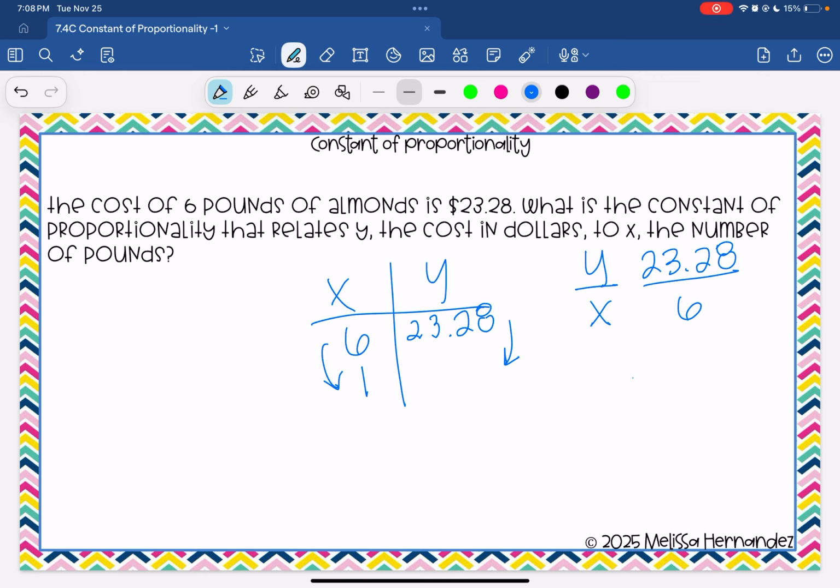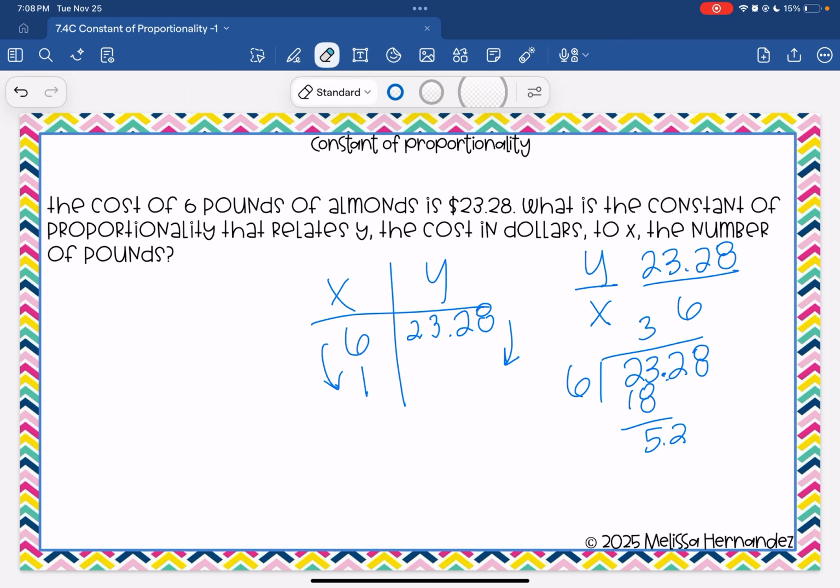I don't really need to, but I decided I was already there, so it's no big deal. It's not going to hurt it. 3, 18, 52. Oh, I don't know why I wrote a decimal there. That's okay. I don't need it.